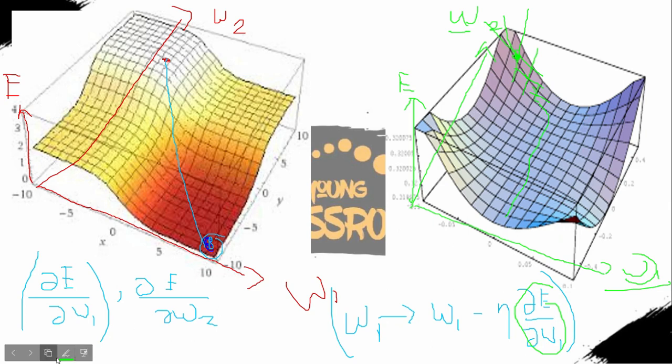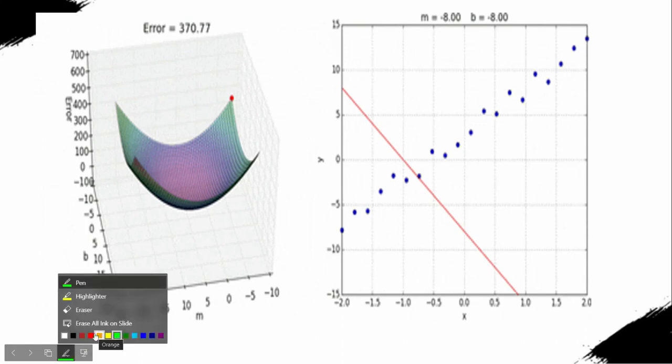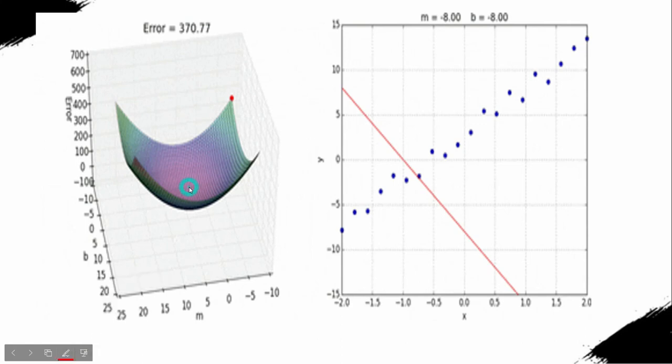And let's move on further. Okay. So initially, you would see that we have the red point over here. And now we want to somehow reach this position where our error is minimized.